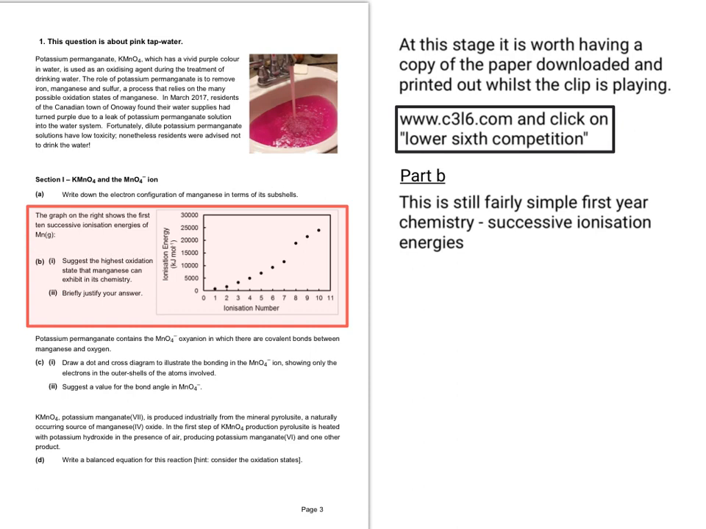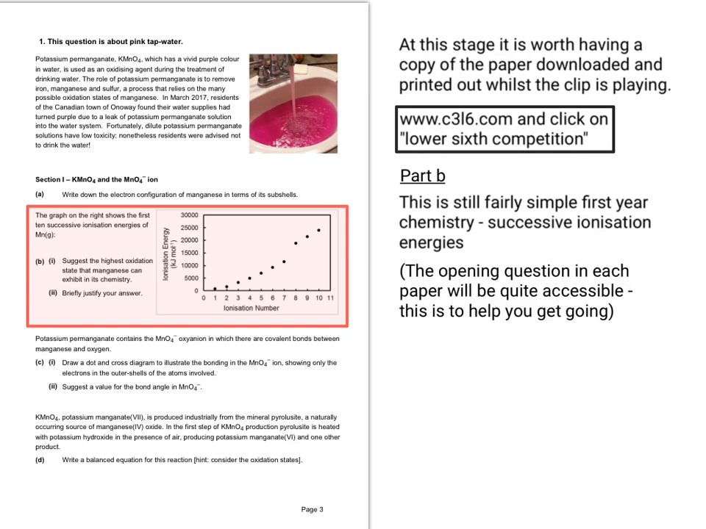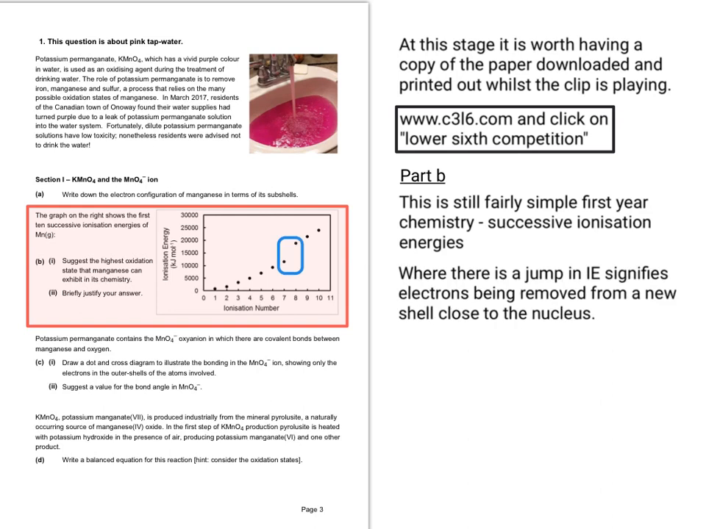It's successive ionization energies. So this idea is quite common to many C3L6 papers. The opening question will normally be something that you can relate to quite easily from your A-level work. This is to get you started and settled before they start moving on to more challenging material later on. So as you can probably remember, where there's a jump in ionization energy will signify where electrons are now being removed from a newer shell closer to the nucleus.